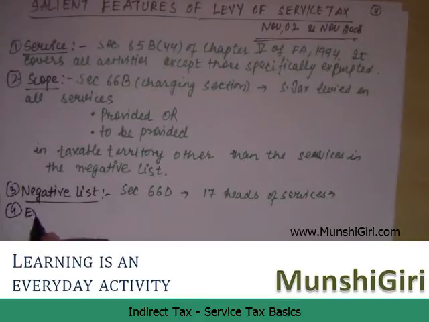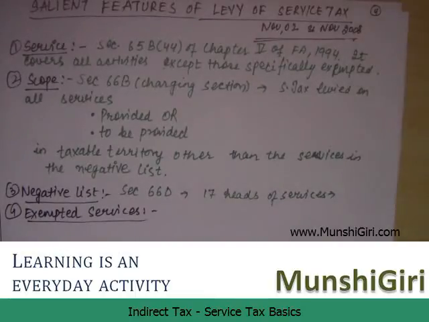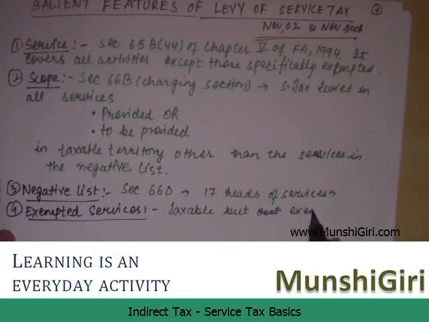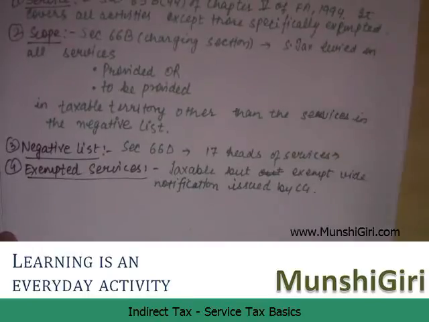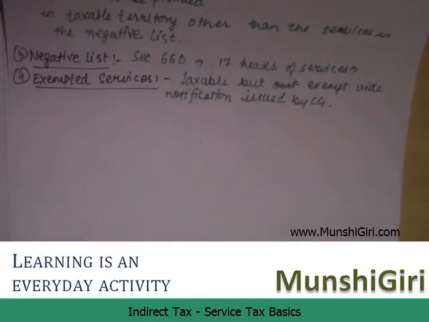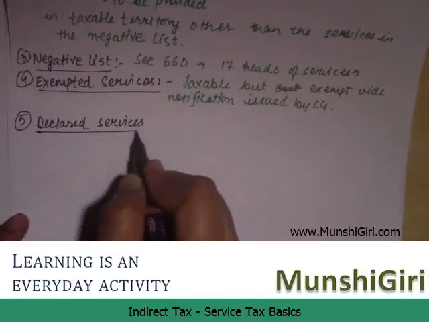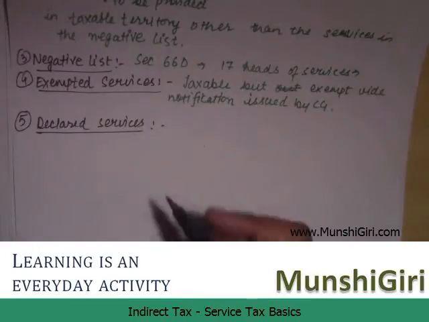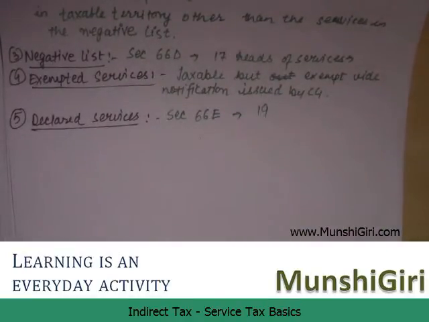Next is exempted services. Exempted services are those services that are otherwise taxable but exempted by notification issued by the central government. Next is the declared services, which have specifically been declared to be services. Declared services have been defined under section 66E, and 19 services have been specified in this section.